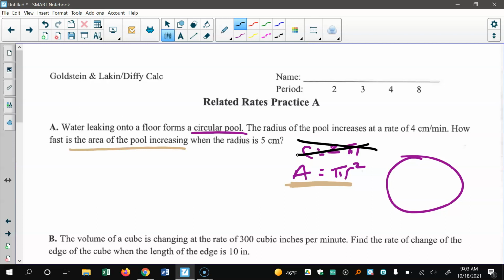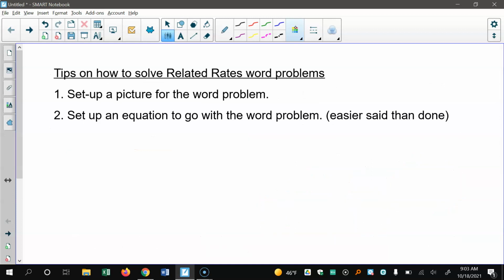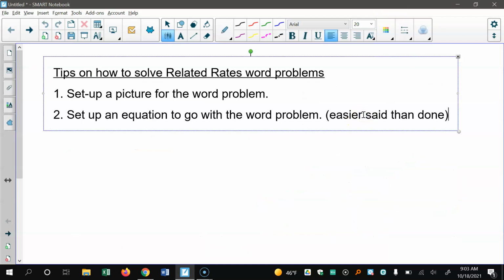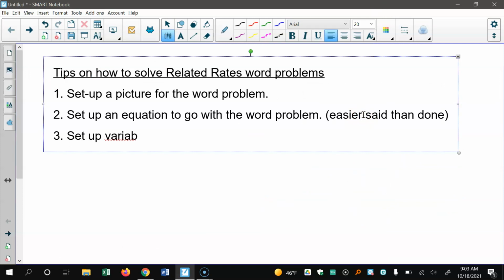But I'm also going to do what I did in the previous video, and particularly with these problems. I'm going to set up r equals, dr/dt equals, A equals if I need it, and dA/dt. I'm always going to have that little box because it helps me organize my thinking. Let's find these values and see if we can plug anything in right away. Notice I'm not doing any derivatives right now. I'm just setting up. So let me go back here: set up an equation to go with the word problem, then set up variable values.